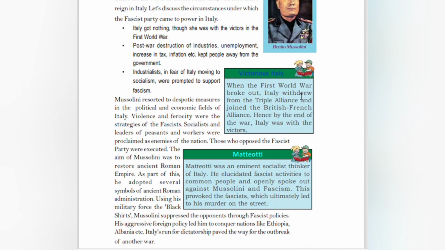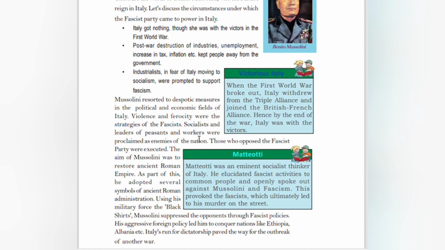When the First World War broke out, Italy withdrew from the Triple Alliance and joined the British-French alliance. Hence, by the end of the war, Italy was with the victors. Mussolini resorted to despotic measures in the political and economic fields of Italy. Violence and ferocity were the strategies of the fascists.